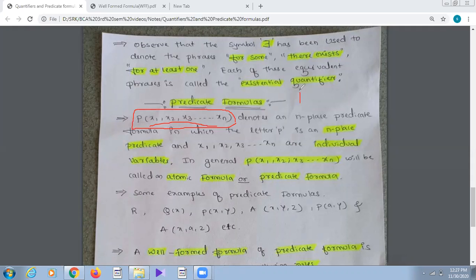See here, B of j we written has only a single individual name, so this is also one predicate formula. Suppose this is a combination, something like M of j. This is also a well formed predicate formula. And suppose B of John, John is a bachelor, and Sachin is a bachelor, so that time j comma s. This is also one predicate formula.